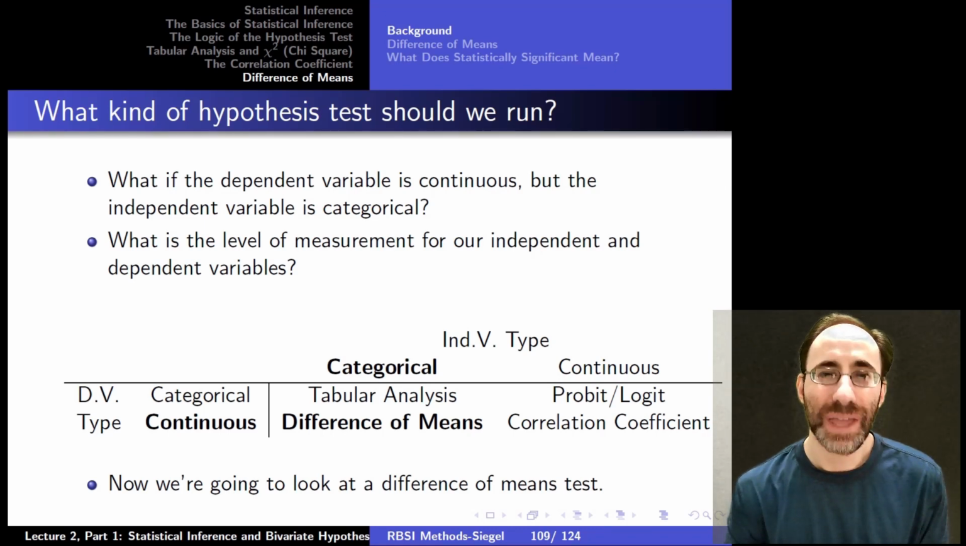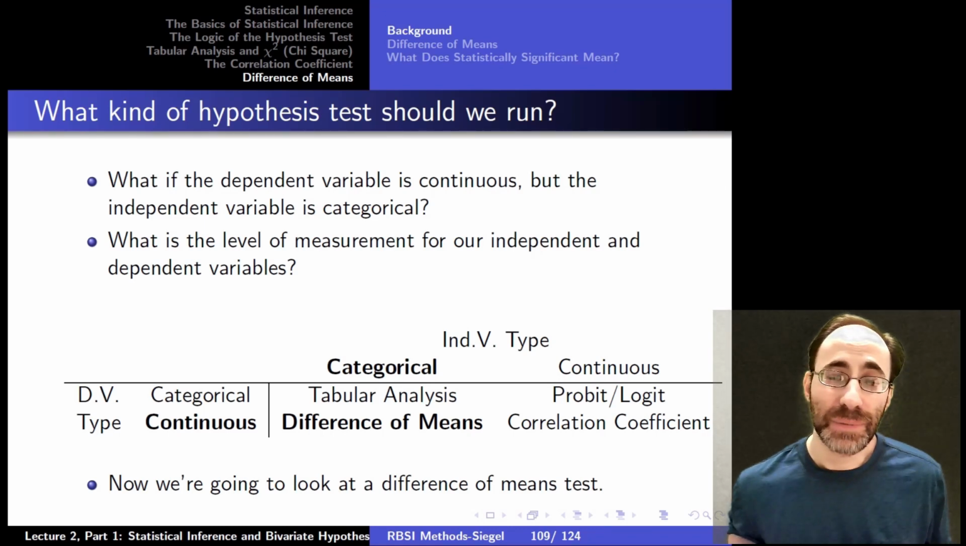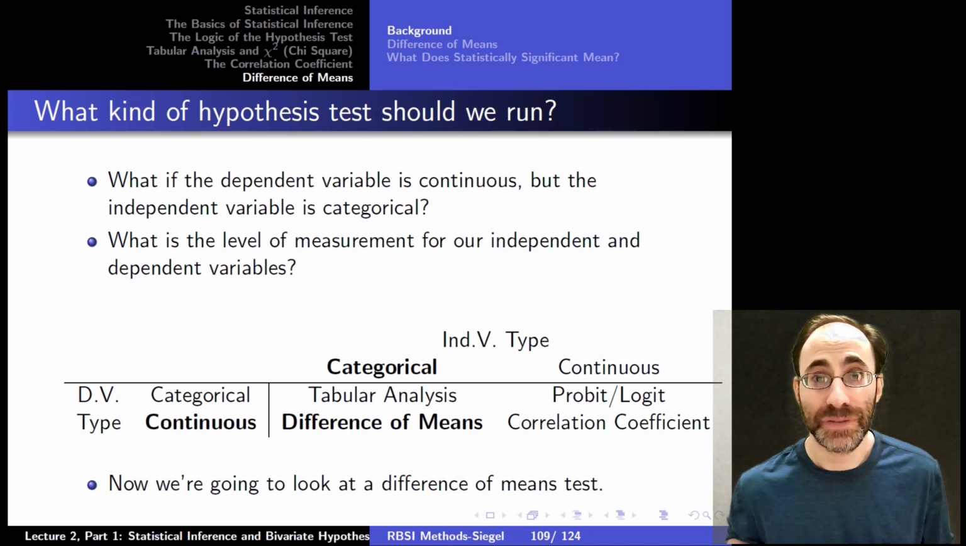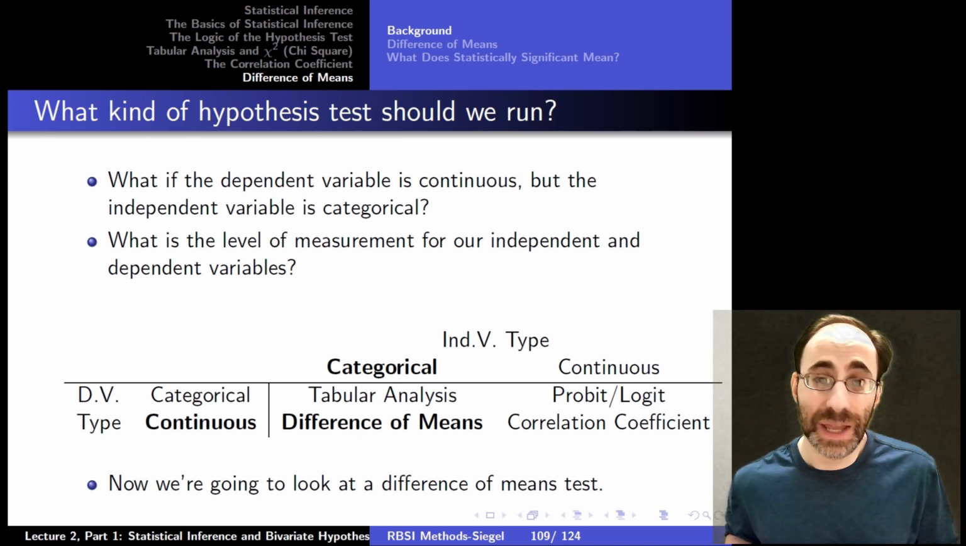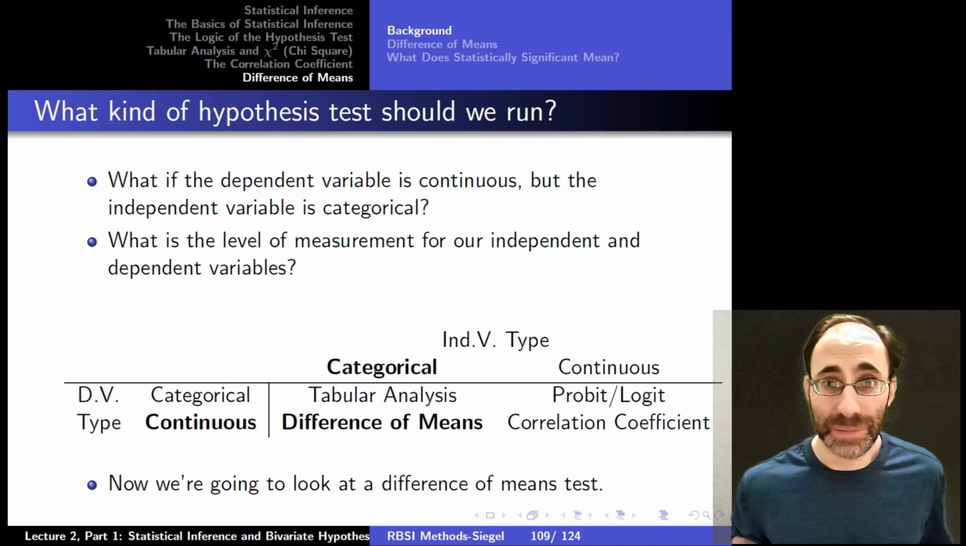Hi, and welcome to Module 8 of Lecture 2. It's the last module in Part 1 of Lecture 2, and it covers the third of 3 types of hypothesis test. In this case, it's covering the case of categorical independent variables and continuous dependent variables.